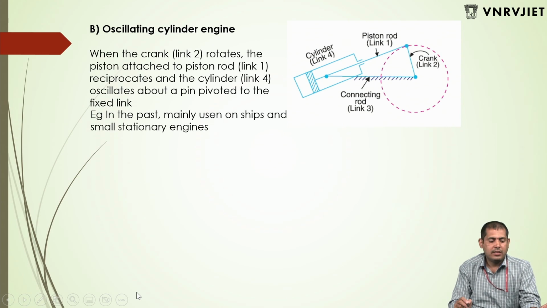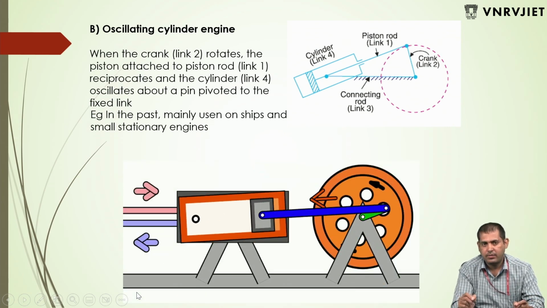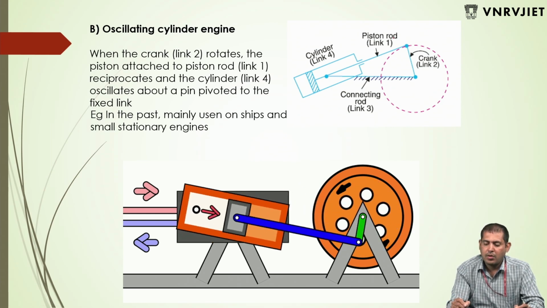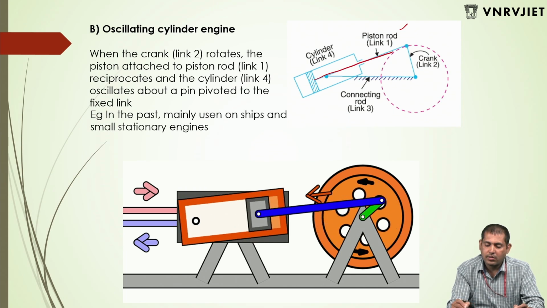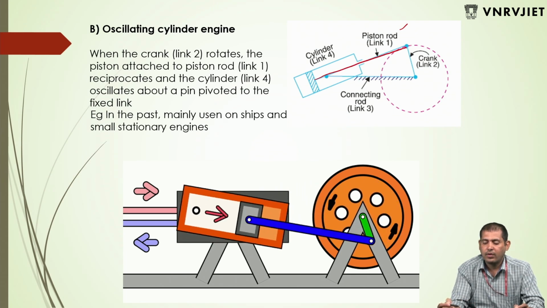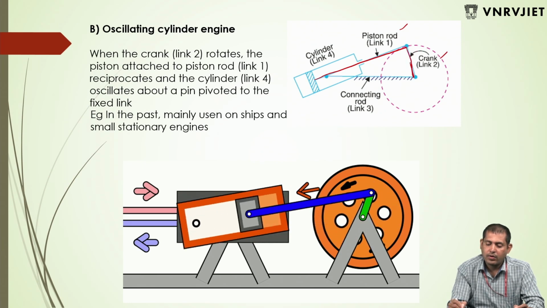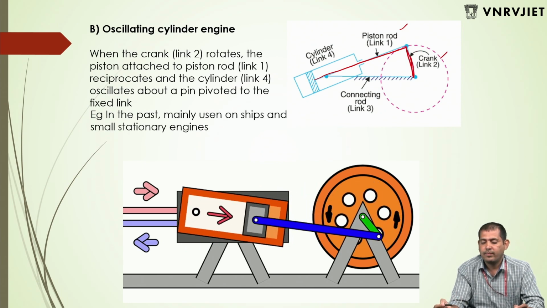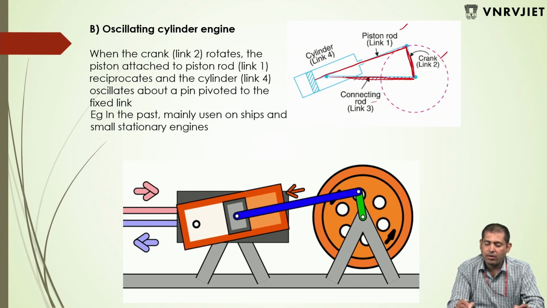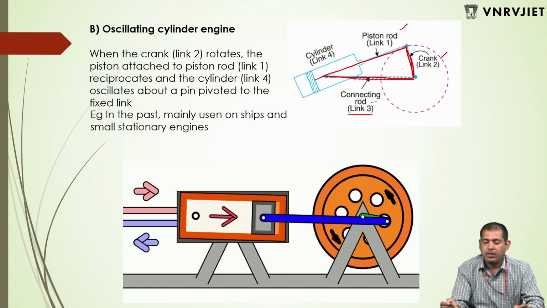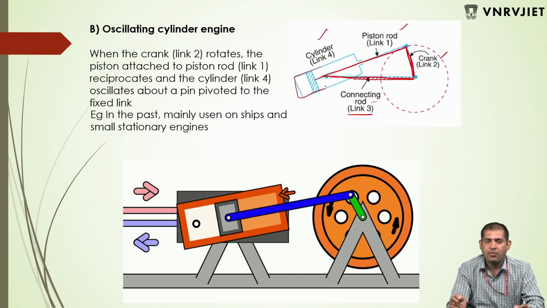Next, the oscillating cylinder engine. Oscillating cylinder means the cylinder moves in an oscillating manner. First let us see the piston rod. This is link 1. Next, the crank. This is link 2, and it is in rotation motion. Link 3 acts like a connecting rod. Next, the cylinder is considered as link 4.